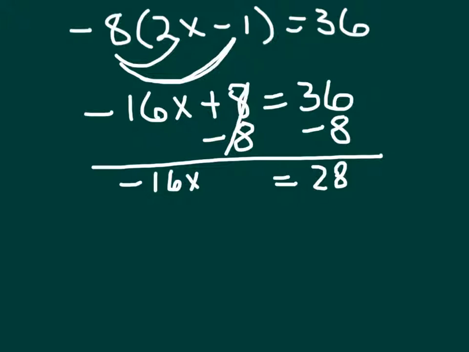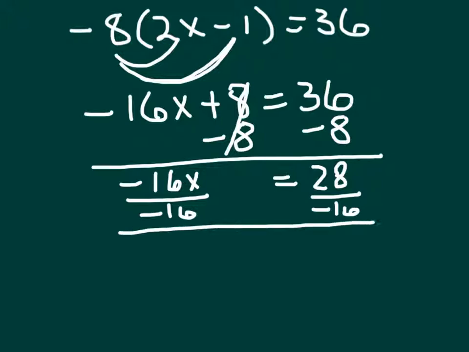Now, we need to isolate the variable even further. We need to get it by itself, so we need to get rid of this negative 16. The negative 16 right now is multiplying by the x. So the opposite of multiplying by negative 16 is dividing by negative 16. So on both sides of the equation, we divide by negative 16. The negative 16 divided by negative 16 cancels out because it becomes a 1, and 1x, we don't write the 1, it is understood.